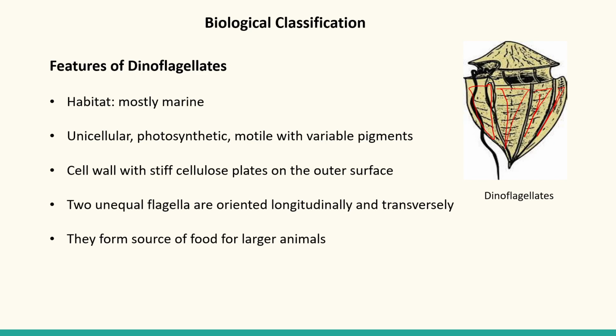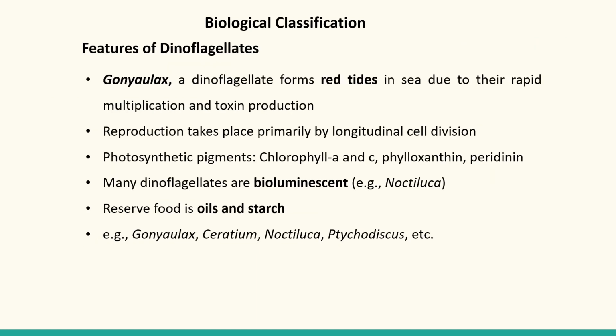Two unequal flagella are oriented longitudinally and transversely. So there are two flagella, one longer and one smaller. That is why two unequal flagella. They form the source of food for the larger animals in the sea. Now, one example is Gonyaulax, which is a dinoflagellate that forms red tides.